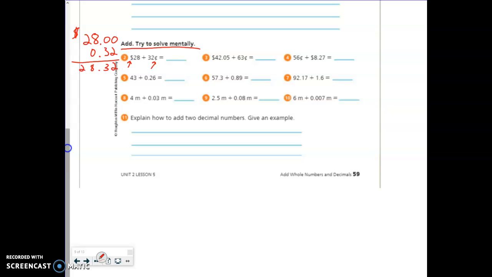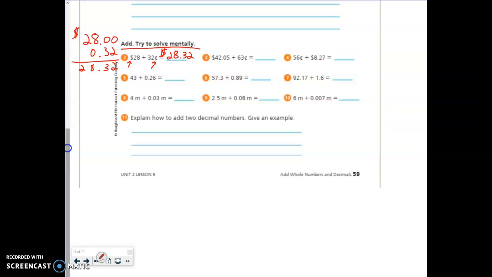So it is mental math, because anything plus a 0 doesn't change the number. So I'm actually adding the $28 to the 32 cents. I'm just combining those two numbers and putting a dollar sign in front of it, obviously, because we're dealing with money. Putting a decimal point, though, between those two numbers. So the dollar sign tells us the decimal point is behind the 28. The cents symbol tells us that the decimal point is in front of the 32.